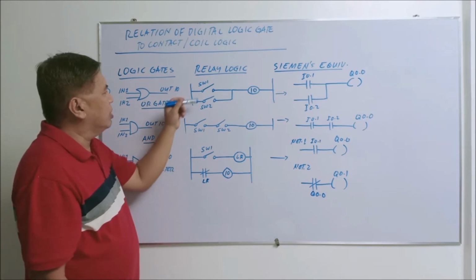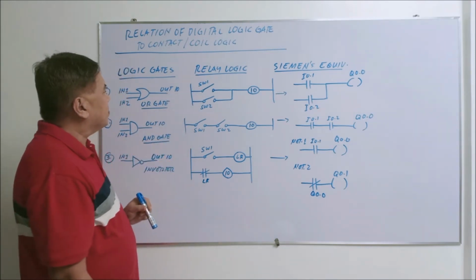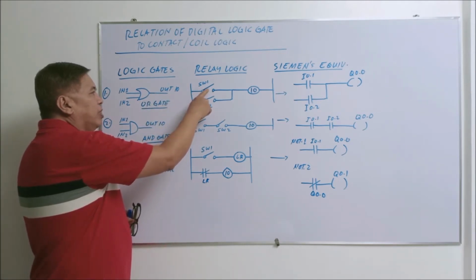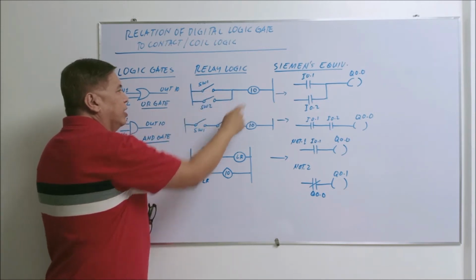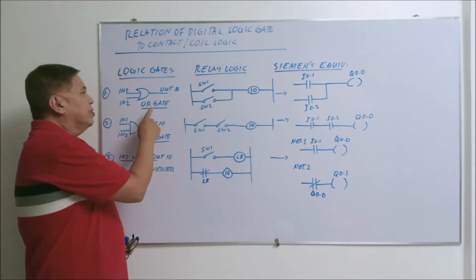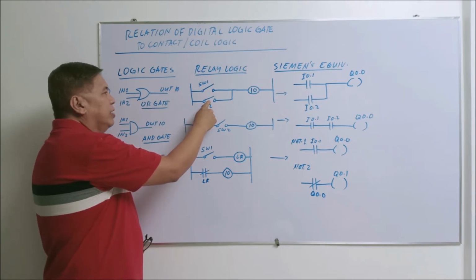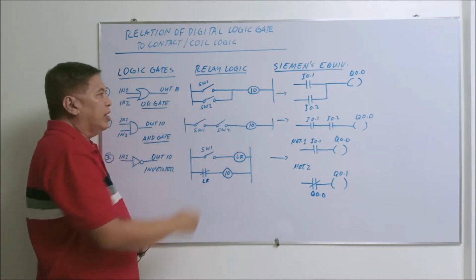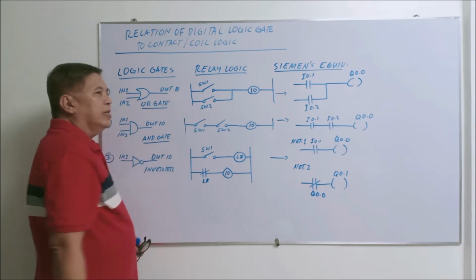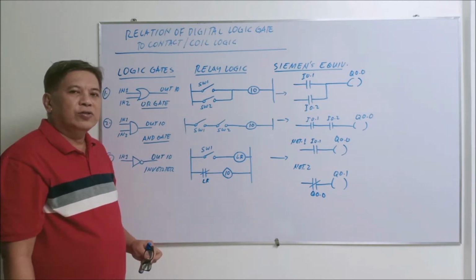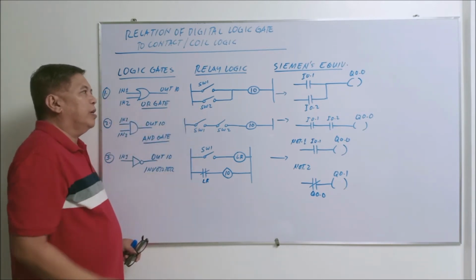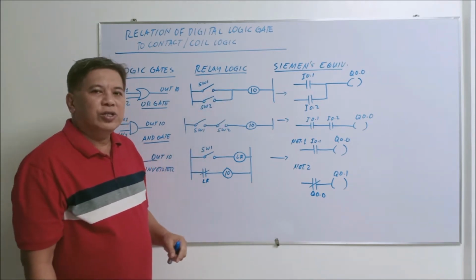If you notice, the switches are connected in parallel form. Why? Because if one of the switches, for example switch 1, is closed, then automatically your output 10 will be energized, meaning 1. If switch 2 is closed and this one is open, it will also energize. If both are closed, this will energize. But if both inputs are open, then your output is not energized, or the output is 0. So it's just like your OR gate. In other words, the OR gate is represented by a parallel switch connection.